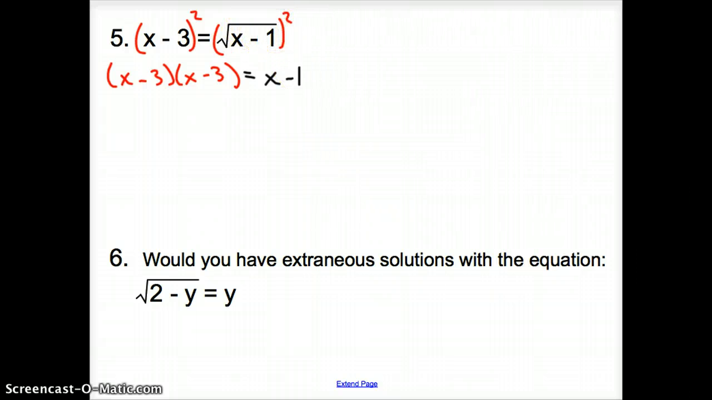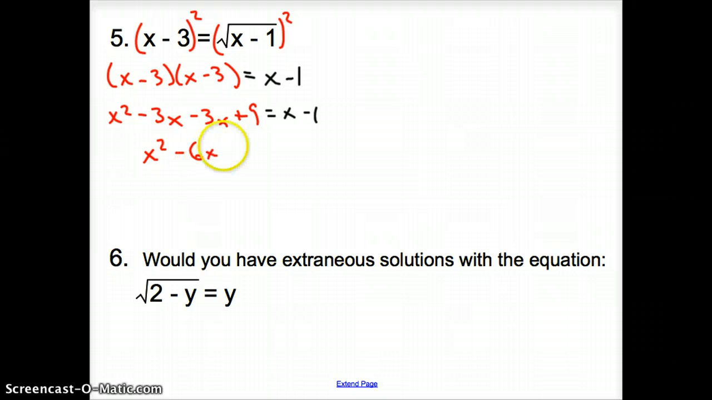Now I multiply everything out. I FOIL x times x, which is x squared. X times a negative 3, which is negative 3x. Negative 3 times x is negative 3x. I'm sorry, that's negative 3 times negative 3, which is a positive 9, equals x minus 1. Simplifying on the left side to give me x squared minus 6x plus 9. That's going to equal x minus 1.